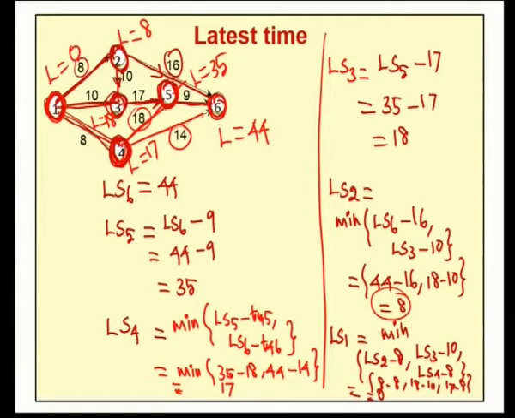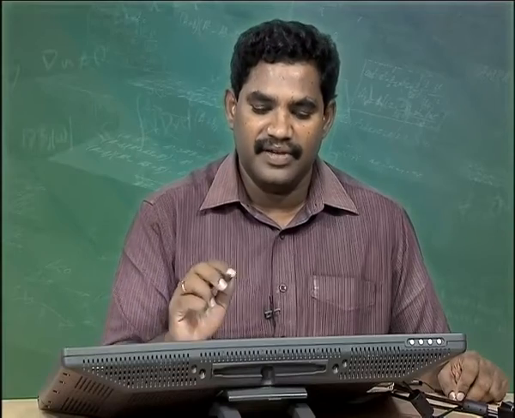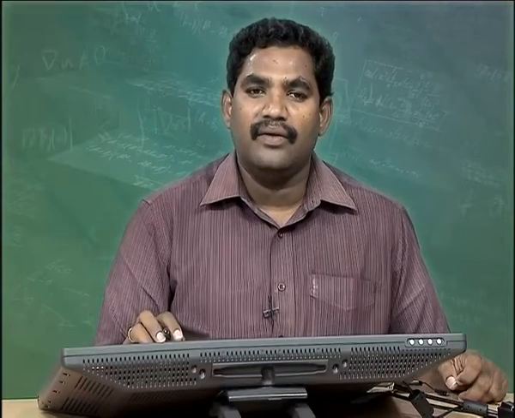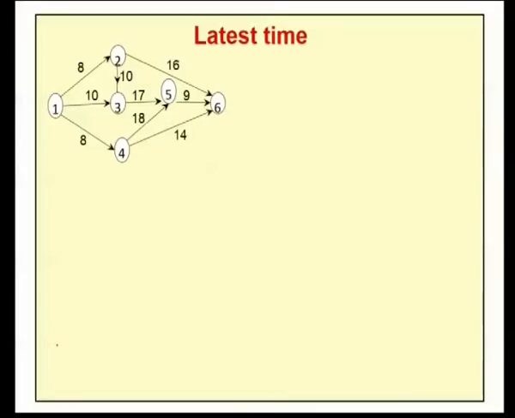So, we calculated the earliest time and latest time of each and every activity of our given project. Now, in order to find the critical activity, we should find the critical nodes first. For that, we should form a table with the help of the latest and earliest times. For this network, for node 1, our earliest time is 0 and latest time is 0. For node 2, earliest time is 8 and latest time is 8.